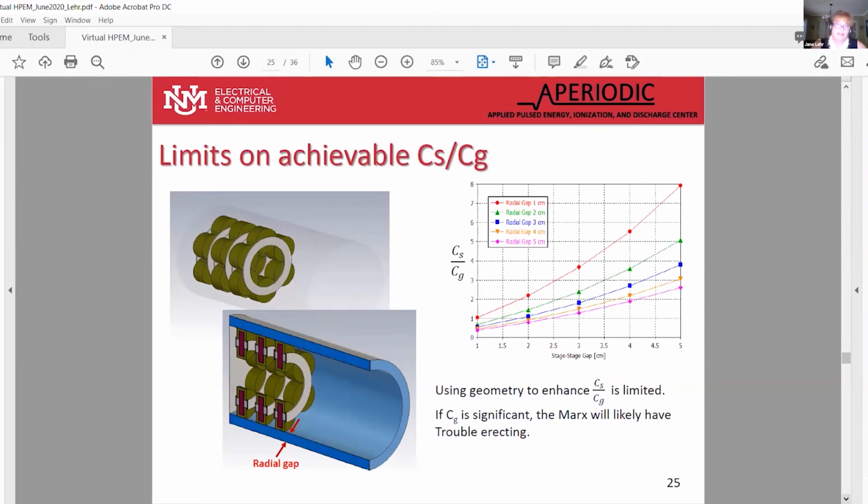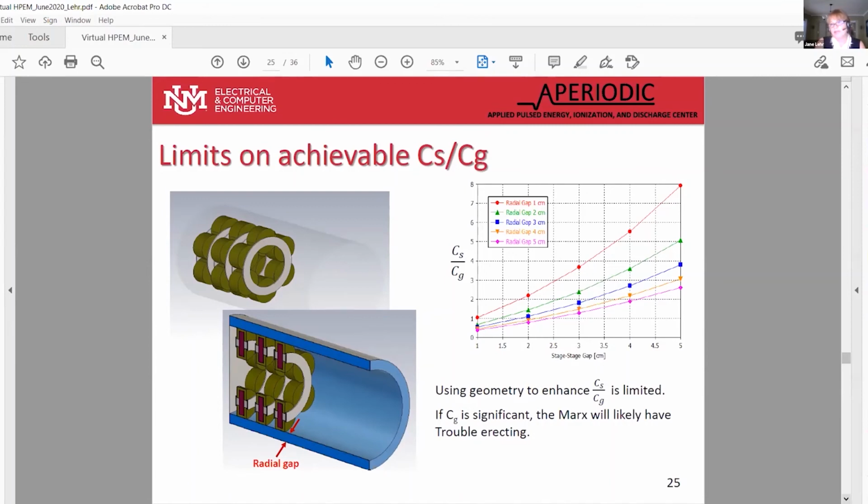This here is a study on what the reasonable numbers for CS to CG are that you can get just through geometry. One thing we tried was, what if you took the plates and cut holes in them so that you would have less capacitance between them. It turns out that's negligible. It's really not worth the effort. Increasing the radial gap can be very good. But again, because it's the ratio, this allows us to look at the stage to stage gap. The capacitive ratio is a function of stage to stage gap for a number of radial gaps.